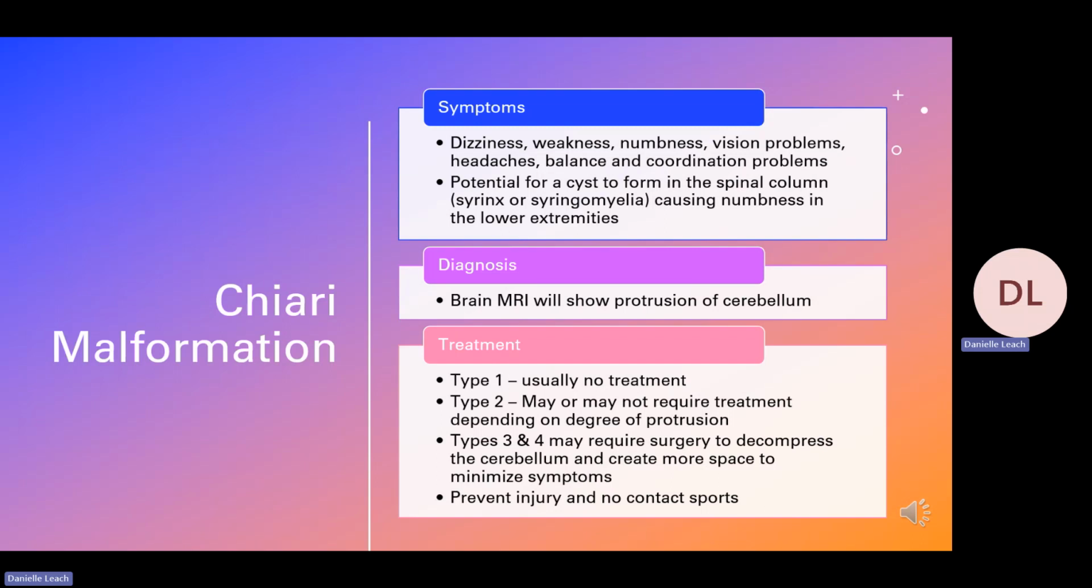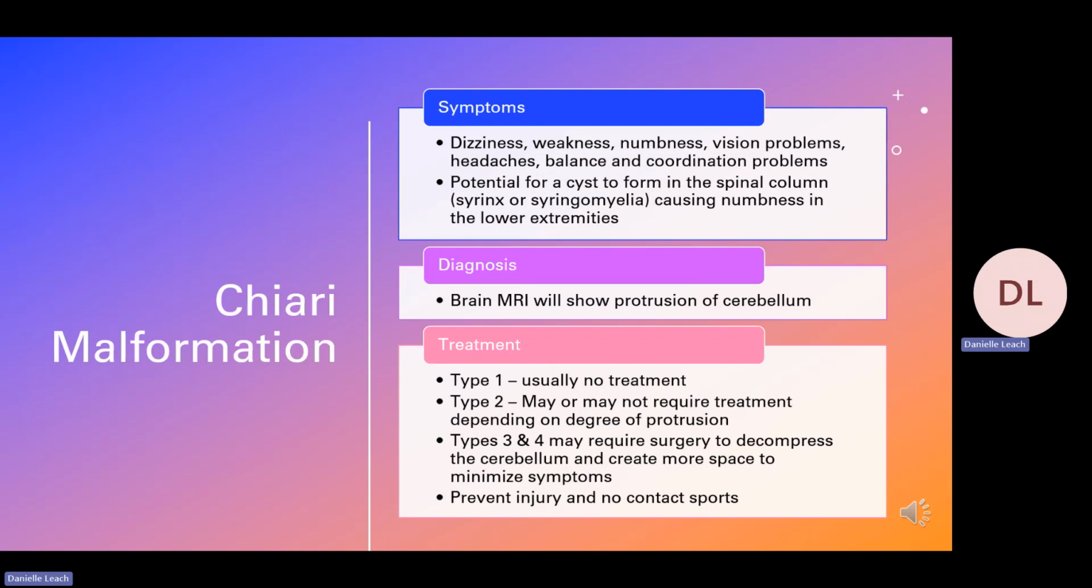Diagnosis, like I already said, a brain MRI will show protrusion of the cerebellum down into the spinal column. Treatment for these, since type 1, a lot of times people don't know they have it or they have no symptoms, there's no treatment that's usually needed. Type 2, this one may or may not require treatment depending on the degree of protrusion. So depending on how far the cerebellum is protruding down into the spinal column and how severe their symptoms are, they may or may not need treatment.